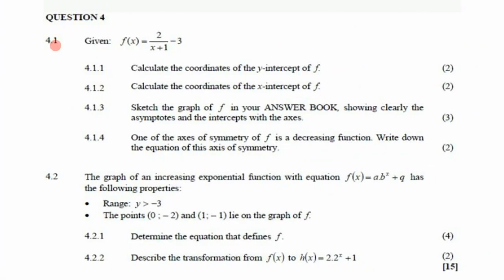Okay, so we have question 4. It says given f of x is equal to 2 over x plus 1 minus 3. 4.1.1 says calculate the coordinates of the y-intercept of f. So we know for the y-intercept we have to make x 0, right?